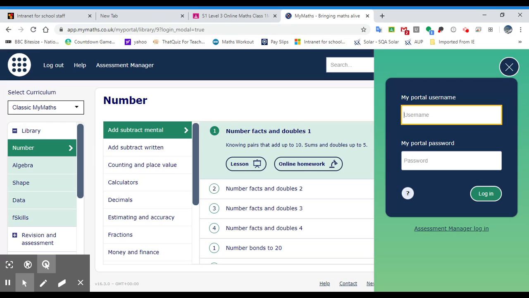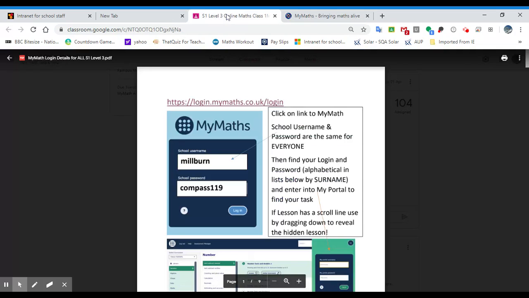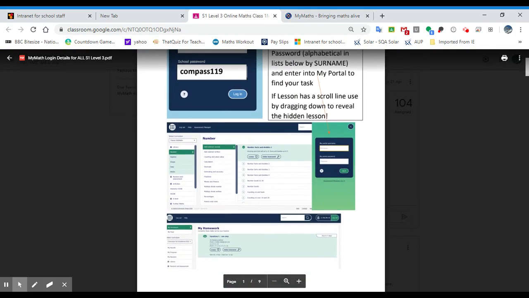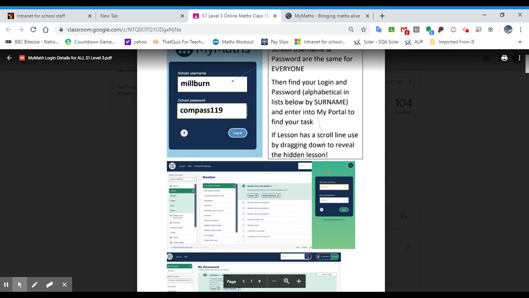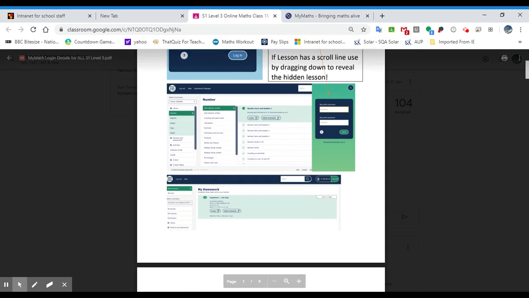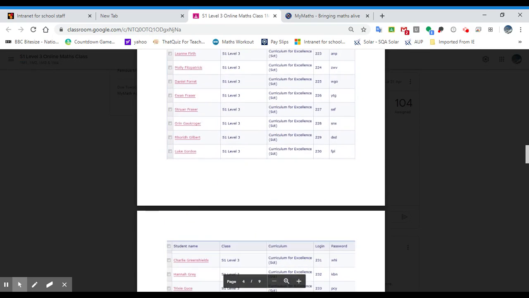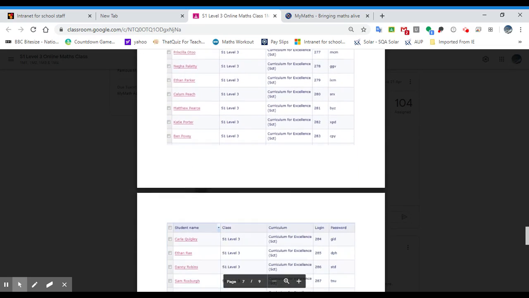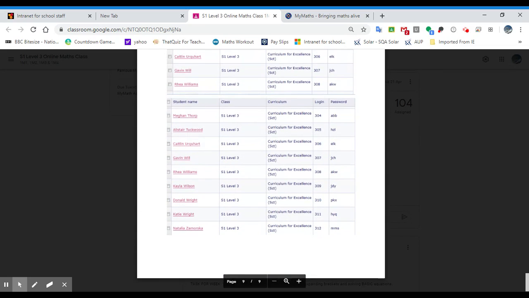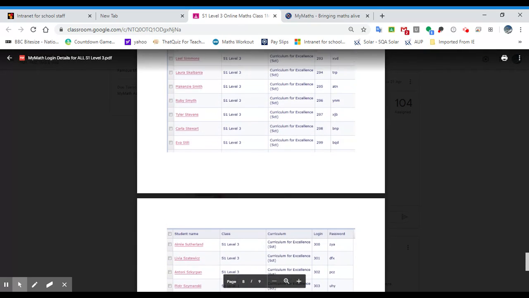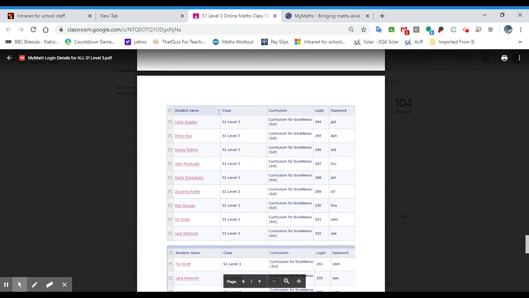You then get to the screen here. So my portal username and my portal password is for you. Okay. So the next thing is we are going to go to this part here, find your login and password. It's alphabetical. So what I mean by that is scroll down here. Why would there be 9 pages? Because it's all of your names and passwords. So scroll down here and find your password and your username.